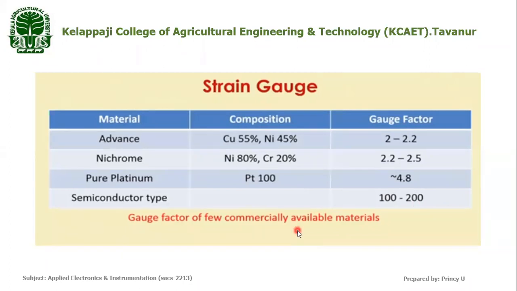Just when we increase the temperature, when the surrounding temperature increases, its resistance decreases. So it's a higher sensitivity device, semiconductor, as compared to conductors. Those are the disadvantages of this semiconductor type material.